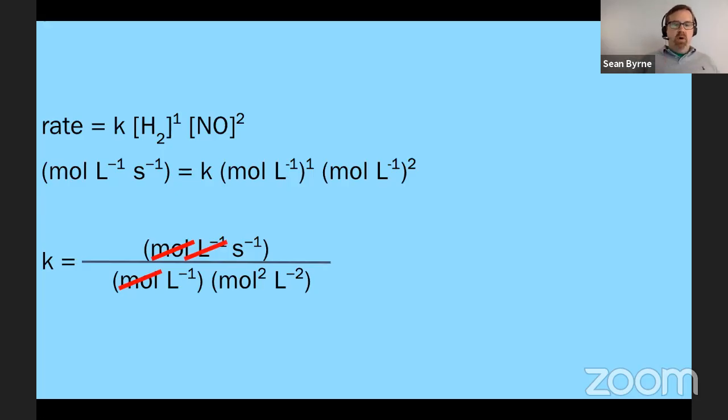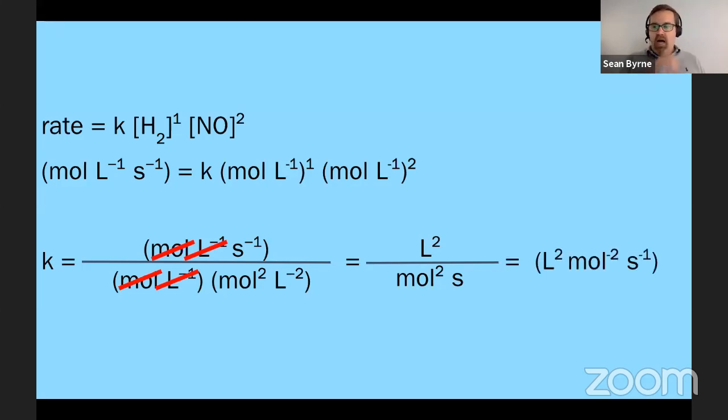Liters to the minus 1 cancel out with liters to the minus 1, and I'm left with seconds to the minus 1 over moles squared times liters to the negative second. So I'm going to simplify that to be liters squared over moles squared times seconds. And typically we write this in an AP test with negative exponents rather than as fractions. And so you would get something like liters squared times moles to the minus 2 times seconds to the minus 1.